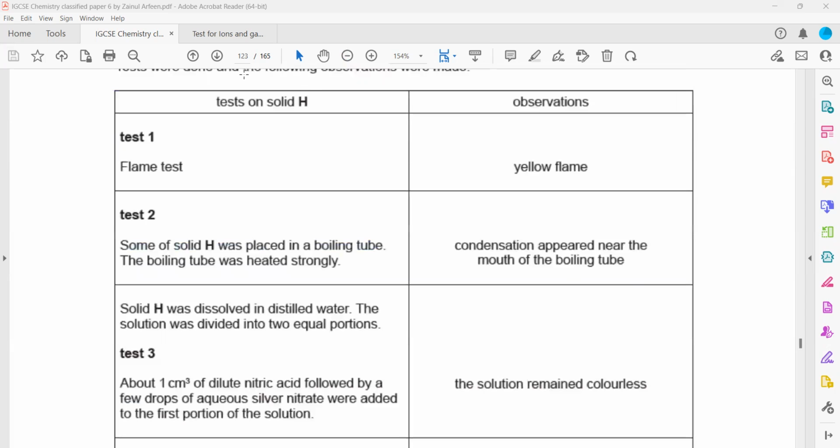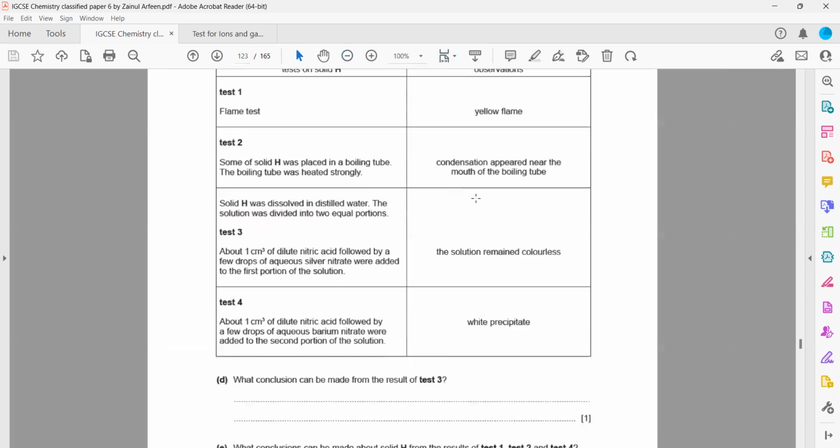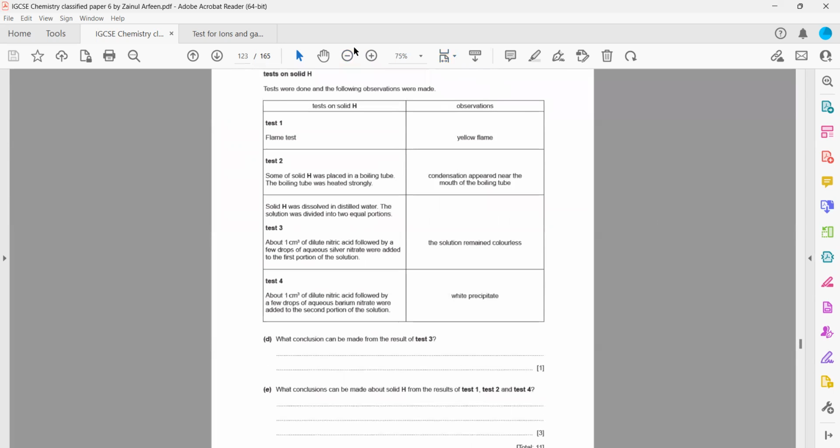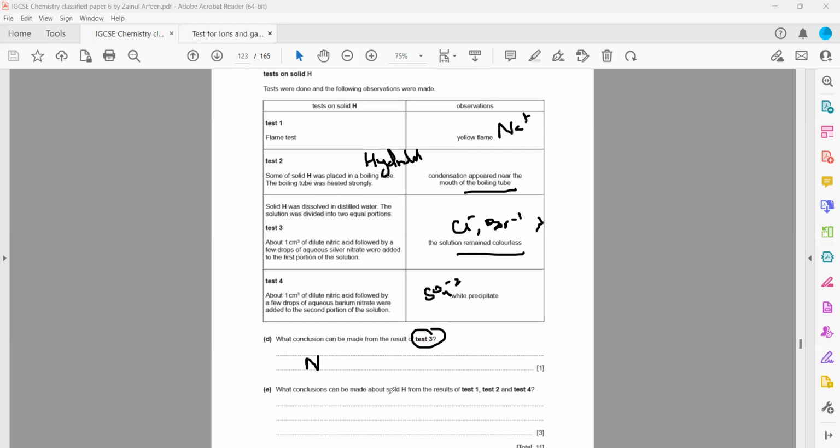Then H was there. A flame test is done. The yellow flame gives an idea that there is a sodium ion. When we heat, condensation appears, so this gives an idea that it is a hydrated crystal. Nitric acid followed by silver nitrate solution remains colorless, so there is no halide, no chloride, bromide or iodide. And there is a sulfate. So sodium sulfate. What conclusion do you draw about test 3? There is no halide.